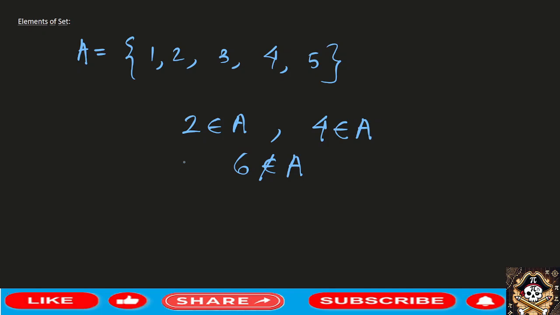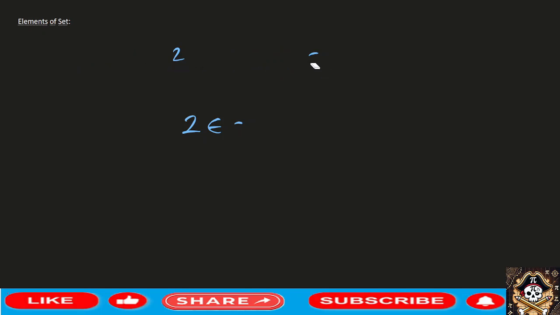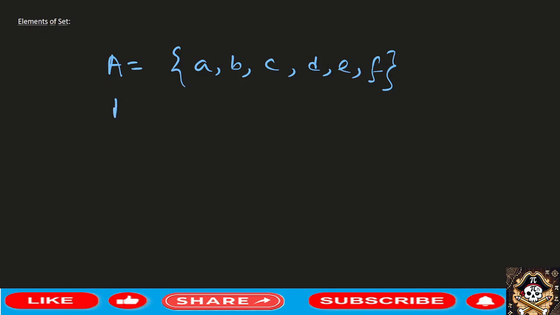Okay. Now take another example. Let A equal to {a, b, c, d, e, f}. Also B is another set where {c, d, e, f, g}.